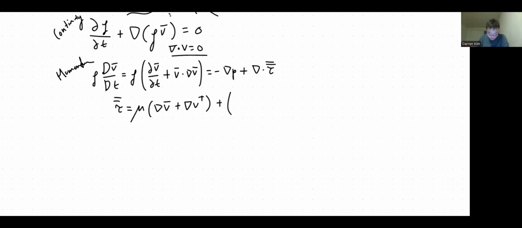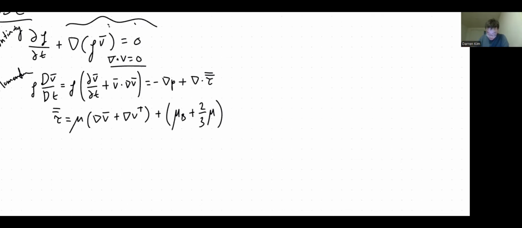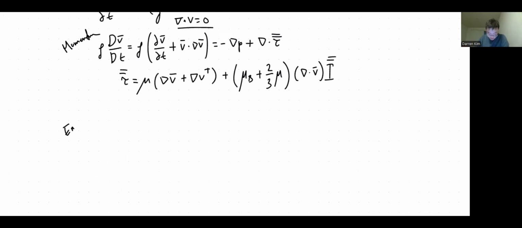Next is energy. I believe we still start with density, and we have dE/dt, which equals density times (dE/dt plus v dot gradient E), equal to negative p times the divergence of v, if I remember correctly, because it has to be a scalar, plus the divergence of tau dotted with v, and then minus, almost got this one wrong, the divergence of q. Okay, and then we can transform this.